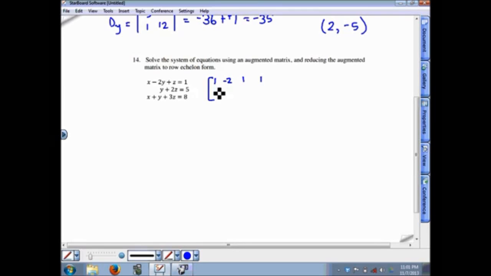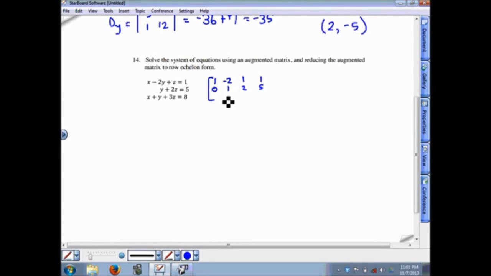For the middle row, be careful, there's a missing term, so you have to have that 0 there, and then 1, 2, 5. The bottom row are the coefficients here, 1, 1, 3, and 8. Now, the idea for row echelon form, the top row has to have a leading entry of 1, and then beneath it should be 0 and a 0. So we already have a 0 there, which is great. We need to get this to be a 0.